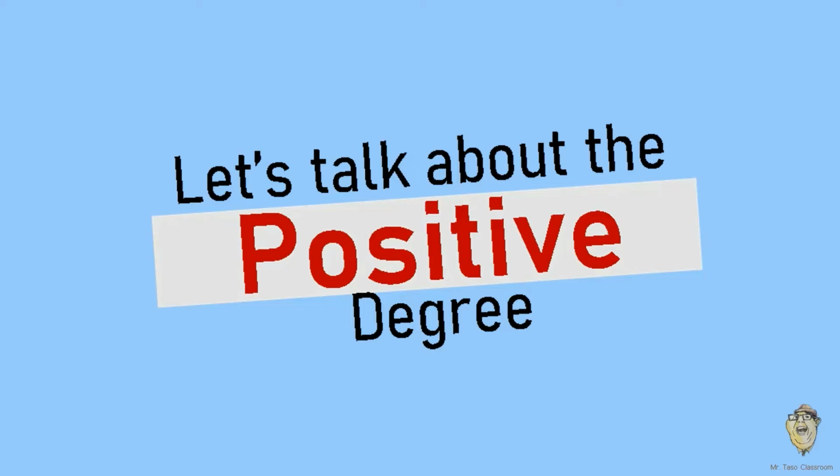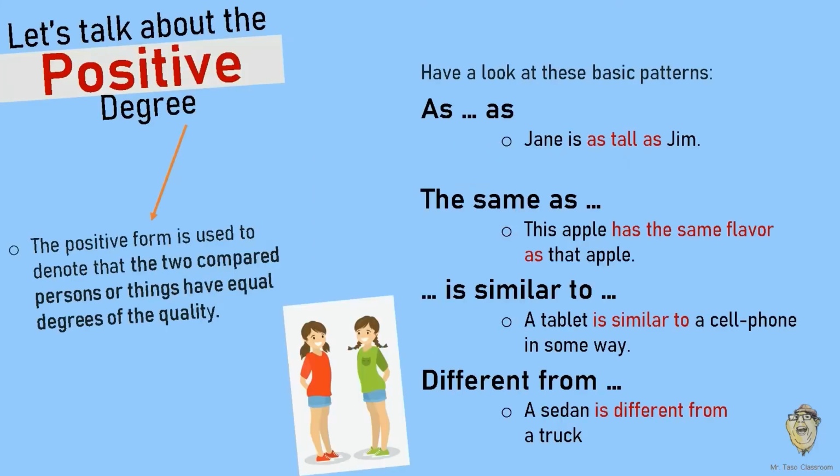Let's talk about a positive degree. The positive form is used to denote that the 2 compared persons or things have equal degrees of quality. Have a look at these basic patterns. So we use as blank as. Jan is as tall as Jim. We use the same as. This apple has the same flavor as that apple. Blank similar to blank. Yeah, a tablet is similar to a cell phone in some way. Different from blank. A sedan is different from a truck.